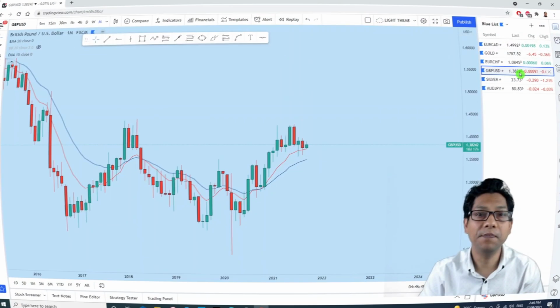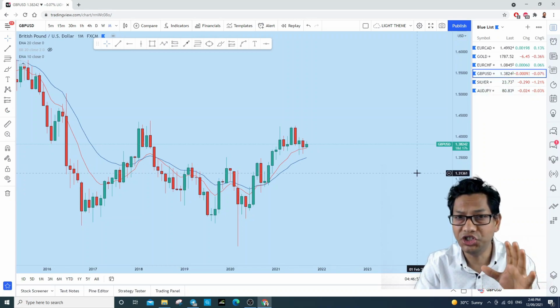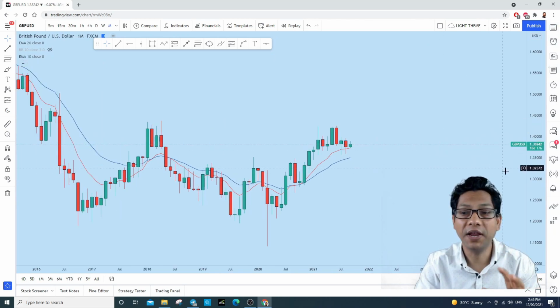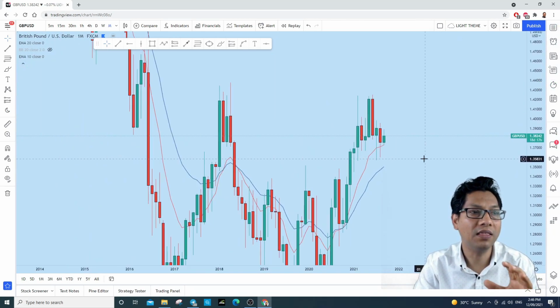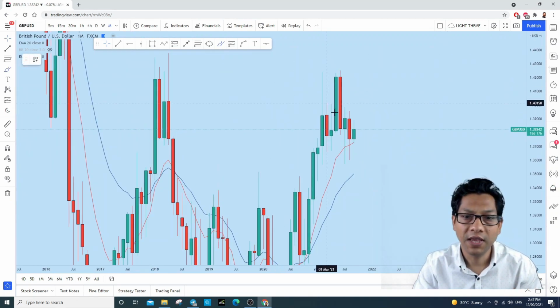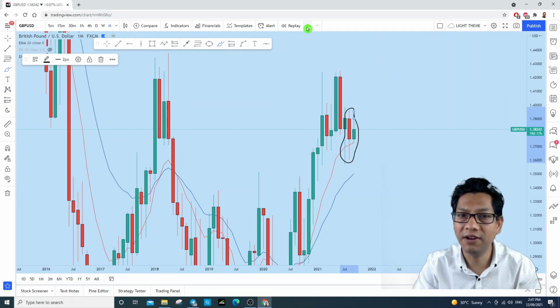The first currency pair that I will be looking to analyze is GBPUSD. So this is a complete breakdown. Let's start with the monthly time frame. On the monthly, GBPUSD has created this bearish candle. This is a strong bearish candle.